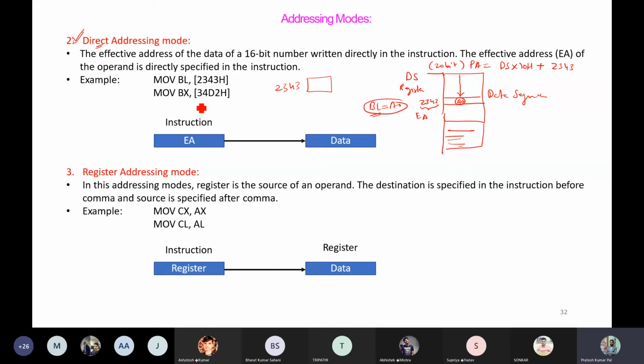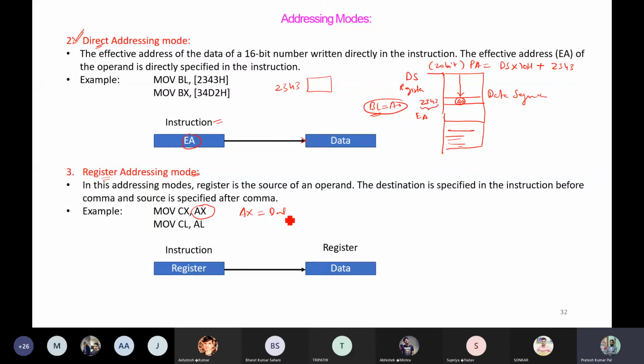The next one is register addressing mode. In register addressing mode, the data that we need to operate on is stored in the form of a register. Like MOV CX, AX, that means whatever data needs to be moved to CX is stored in the AX register. So the data is stored in AX.